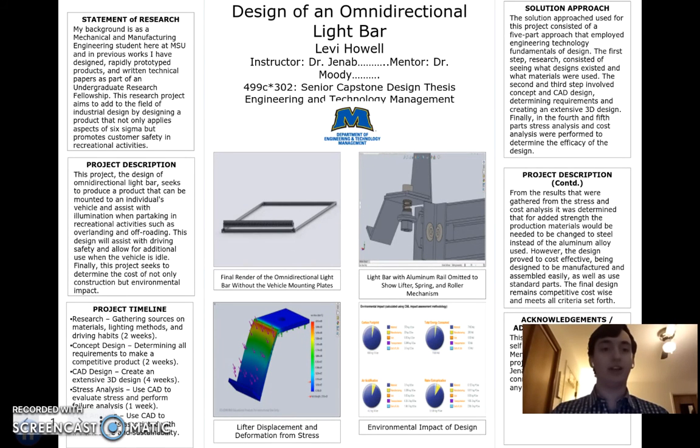This research project aims to add to the field of industrial design by designing a product that not only applies the aspects of Six Sigma, but promotes customer safety in recreational activities. This project, the design of the omnidirectional light bar, seeks to produce a product that can be mounted on an individual's vehicle and assist with illumination when partaking in recreational activities such as overlanding and off-roading. This design will assist with the driving safety and allow for the additional use for when the vehicle is idle. Finally, this project seeks to determine the cost of not only construction but environmental impact.